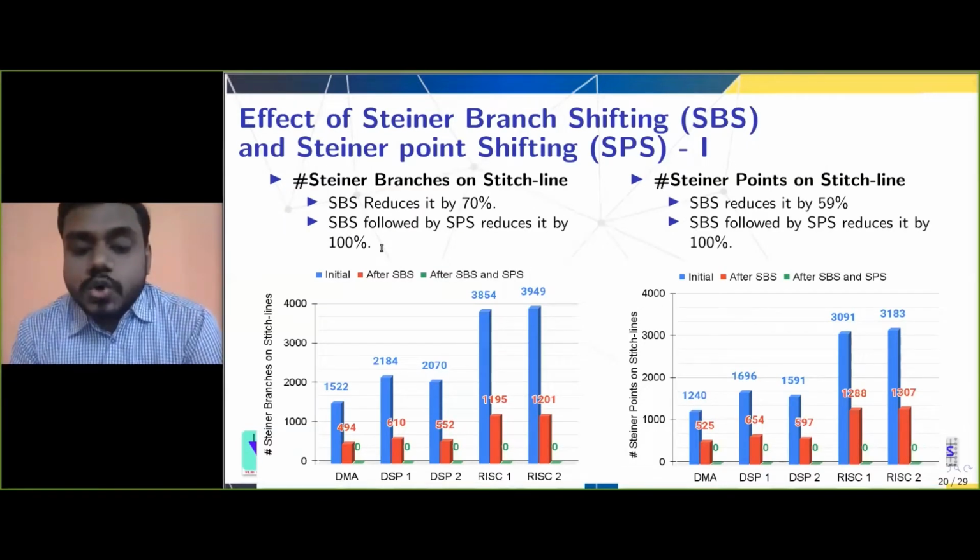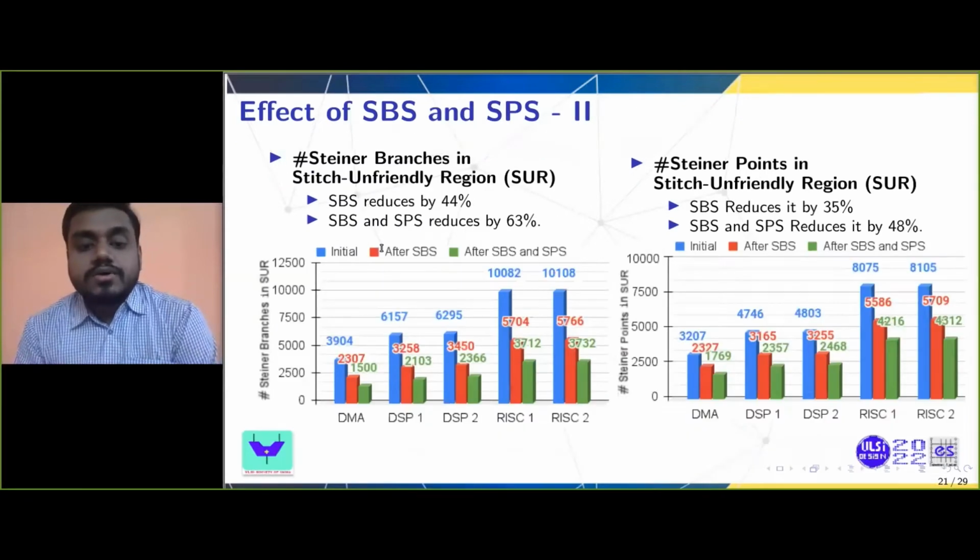Here, the result shows that SBS and SPS can significantly reduce the violation due to the Steiner branch and point. As the figure shows, after applying SBS and SPS, we can remove the Steiner branches and Steiner points that are present on the stitch line by 100%. The slide also shows that SBS and SPS can reduce the number of Steiner branches and points in the stitch unfriendly region by 63% and 48% respectively.